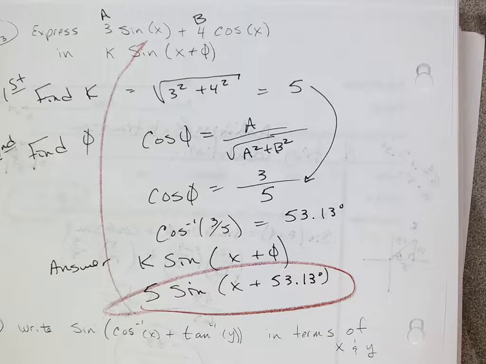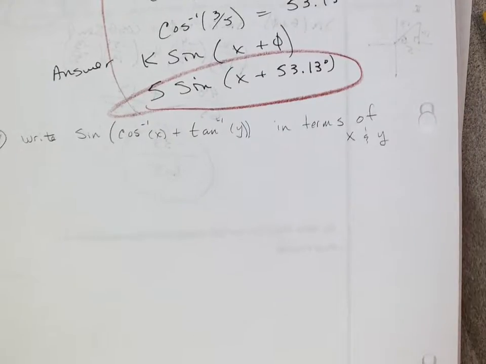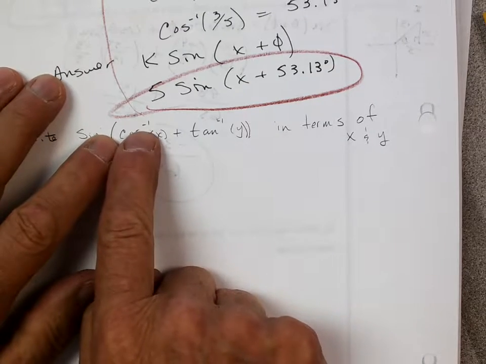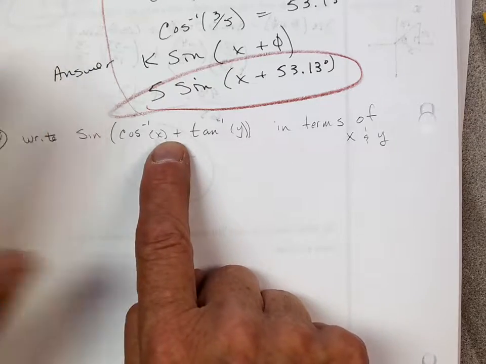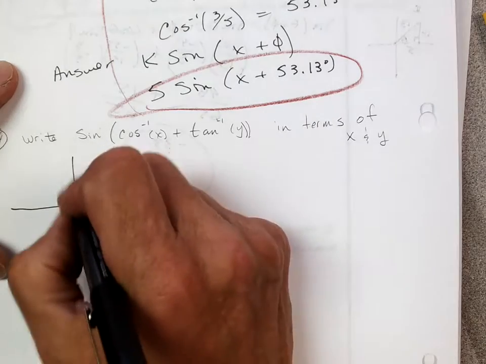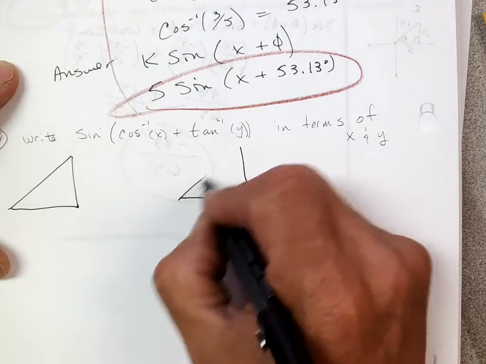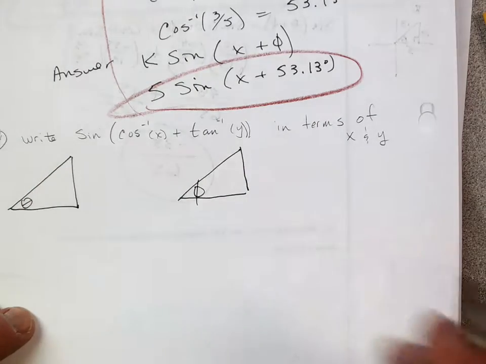All right, now let's do the hard one. In fact, example 4 is example 2, but I put it over here so we have more room. You ready for the hard one? In terms of x and y. Since I've got an inverse, this is an angle. So let's go ahead and draw 2 triangles. Let's call this one theta and this one phi.